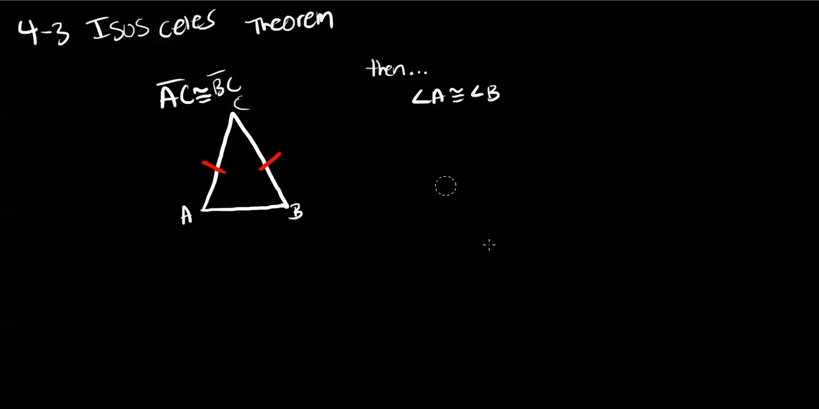So here in our image, you can see that if side AC is congruent to side BC, then we can say that angle A is congruent to angle B. And we would indicate this congruence with the red lines.